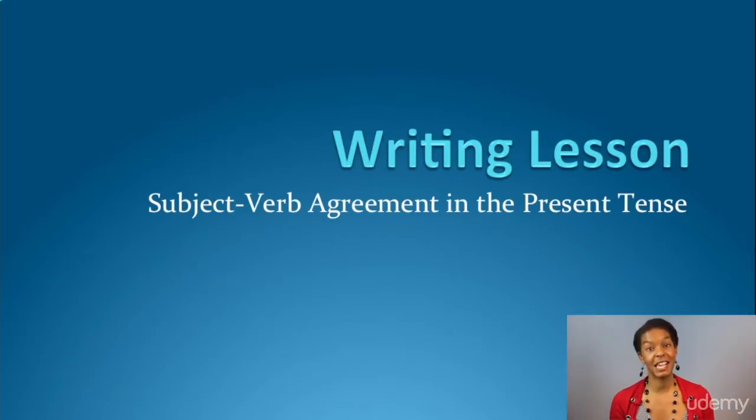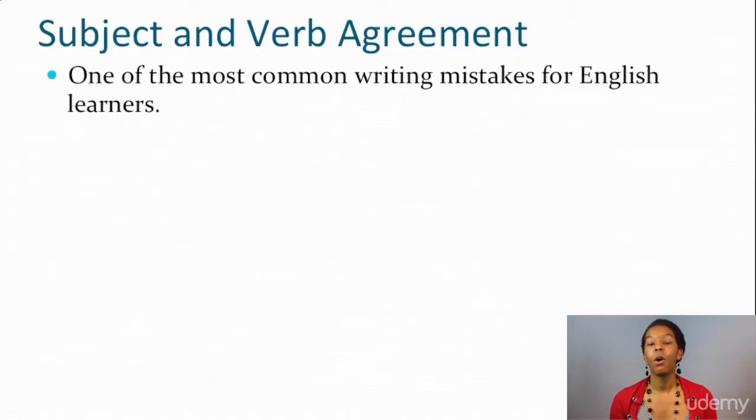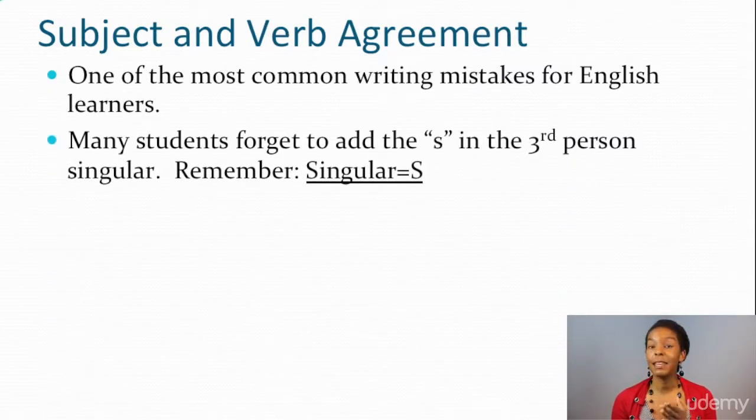So in this writing lesson, we're going to work on our subject-verb agreement. Now, one of the most common mistakes when writing in English is having a disagreement between the noun and the verb. Many students forget to add an S at the end of any third-person singular verb.